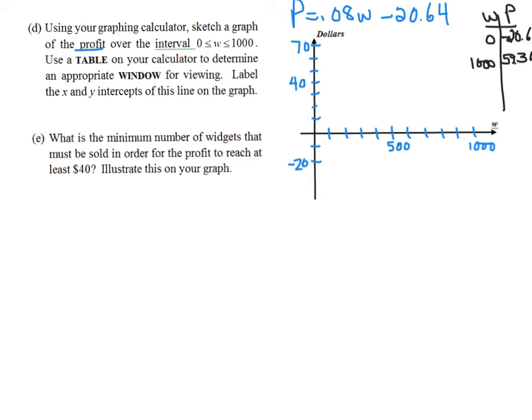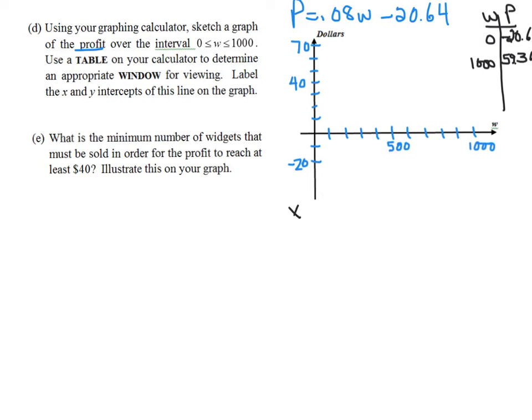So I'm going to set up my y-axis, my vertical axis, which is representing my profit, and I've counted by tens going all the way up to 70 so that I can accommodate that profit of $59.36. So take a minute and again adjust your window on your graphing calculator.